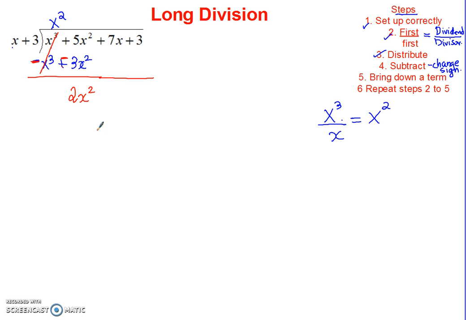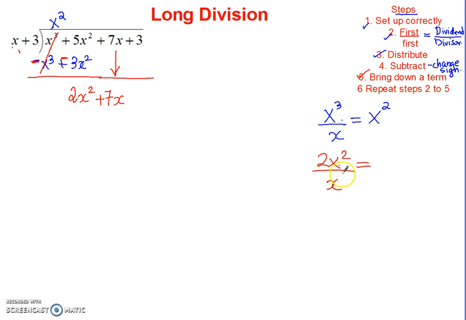After you do that, just like how you would do with division with numbers, you bring down the next term, in this case 7x. So we bring down a term, and then what it says is to repeat the steps from 2 to 5 again. So it's just like a loop. You go back and do the steps again. Step number 2, the first term is 2x squared. So it's 2x squared over the first term of the divisor, which is x.